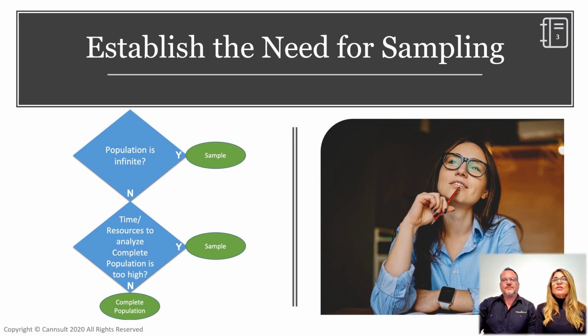So the two questions we have to answer are: first, is the population infinite? If yes, sampling is the only way to study the data. The second question requires that we have an idea of the time and resources required to gather the data. What steps are involved? What expertise is needed? Does the data have integrity issues that need to be addressed? If the time and resources to study the complete population are too high, sampling is a great option.